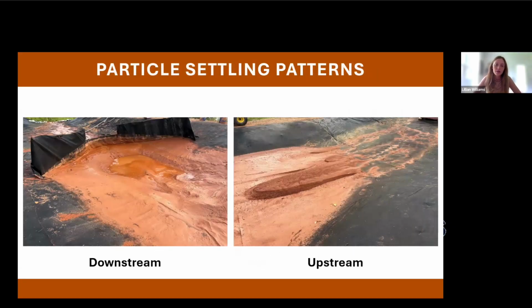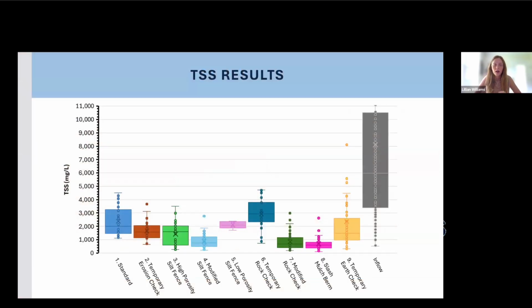So the settling patterns that we noticed were that downstream were a lot finer particles captured within the silt trap itself, and then upstream was that heavier particle. And then we moved into water quality results, and this is where we looked at TSS and turbidity. So you can see that the slash mulch berm and the modified rock check and the modified silt fence were very high performers here. And that's based off of the median line. So half the data points are above, half are below. And that range was compared to the inflow range, which is in gray on that far side.